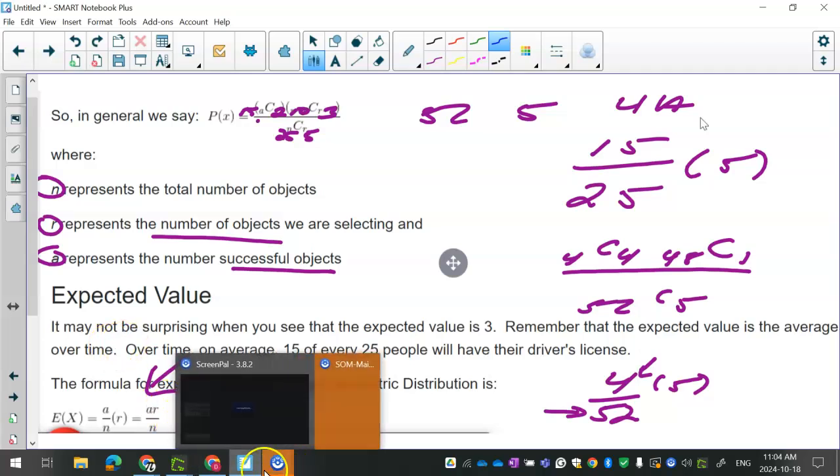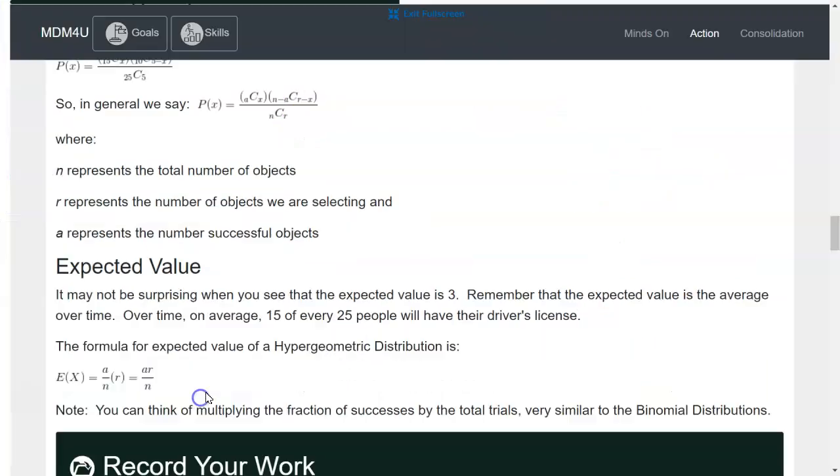So let's just go back to this real quick. If I leave this, let's see if this works.